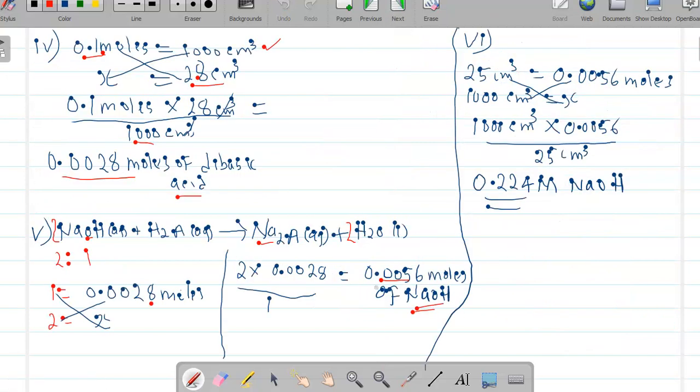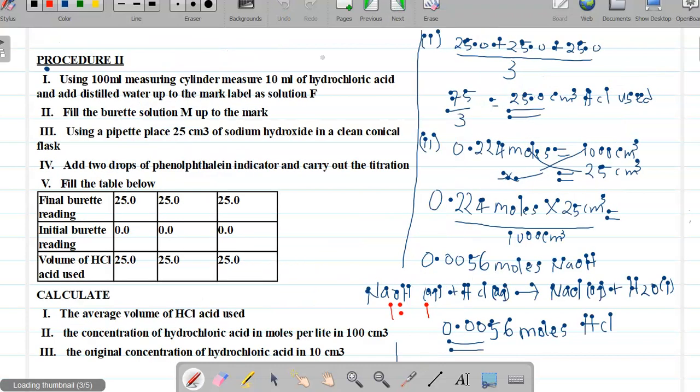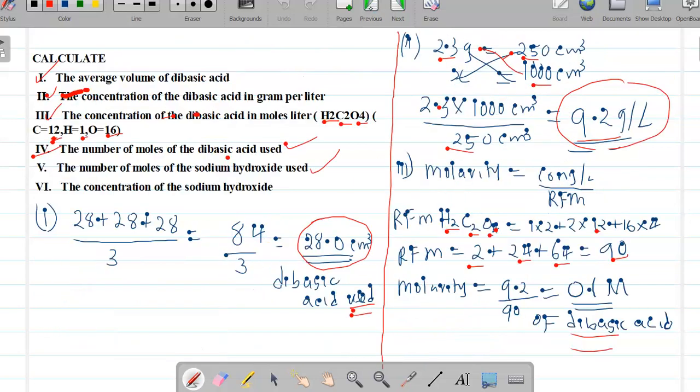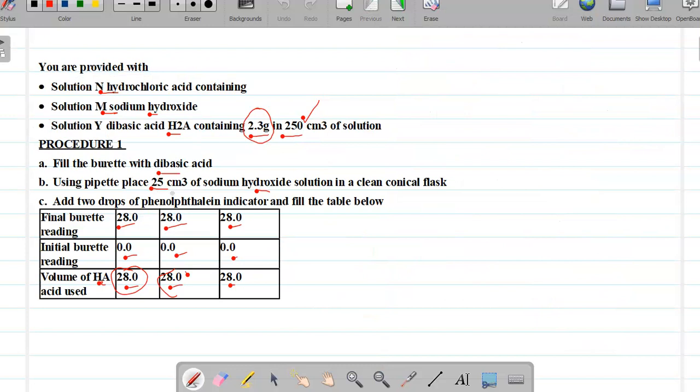This is the number of moles of sodium hydroxide used. So if this is the number of moles of sodium hydroxide used, do we have the volume used? Let us look. The volume used is provided in the question. So here we have 25 centimeter cubic of sodium hydroxide solution. Using a pipette, place 25 centimeter cubic of sodium hydroxide solution. This is the volume used of sodium hydroxide.